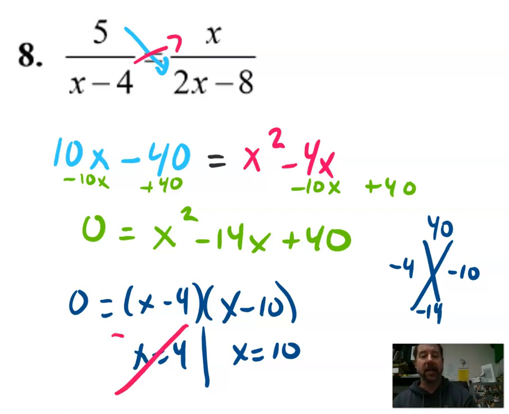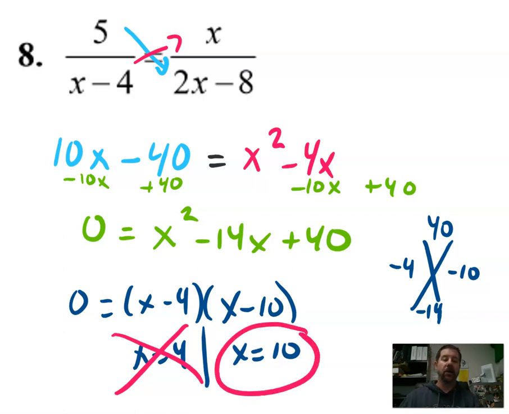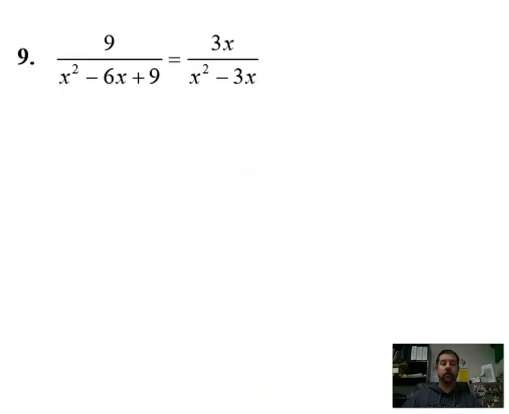So that is an extraneous solution, our first one, and we are just going to cross it out and get rid of it. If I plug in 10, 10 minus 4 is 6. 20 minus 8 is not 0. So 10 is my one and only answer. All right, here we go.